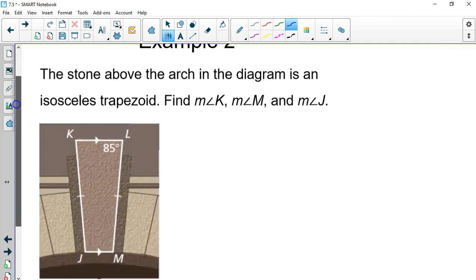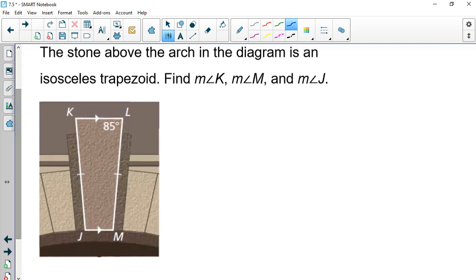Alright, example 2. Stone above the arch, St. Louis arch, or this arch, is an isosceles trapezoid. Find K, M, and J. Well, for this situation, we just talked about, if it's an isosceles trapezoid, that means K and L are going to be congruent, and J and M are going to be congruent. Alright? So, right off the bat, we know the measure of angle K is 85 degrees.